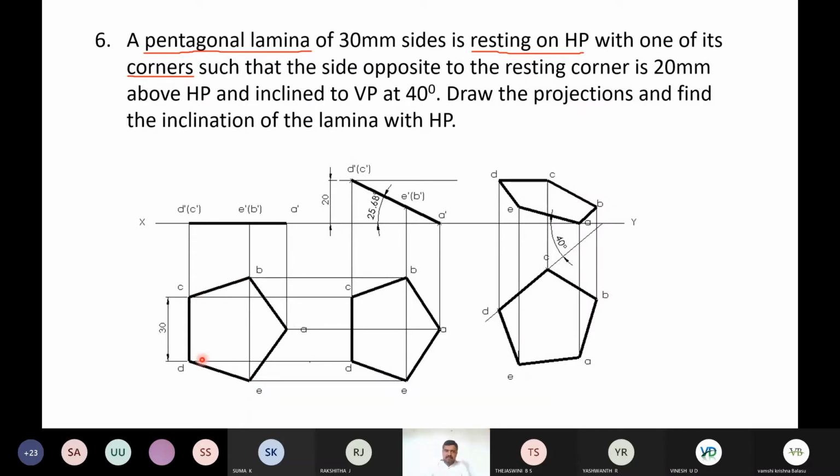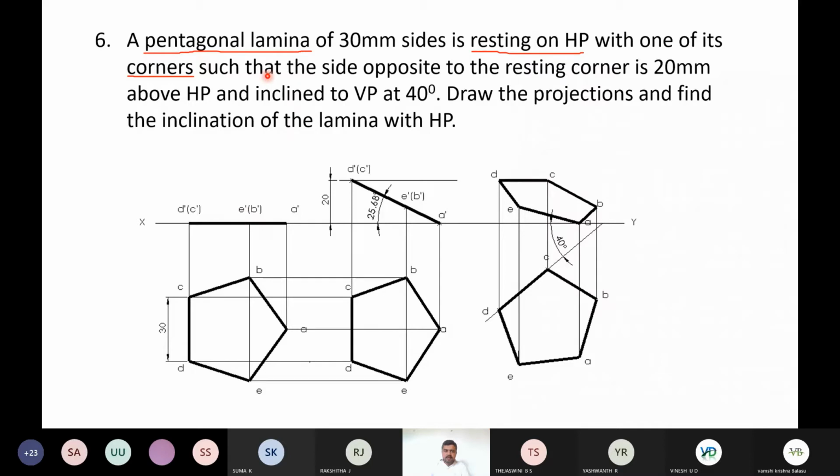Draw a regular pentagon having 30 sides. Interior angle will be 108. Already we discussed how to construct the pentagon. Okay, using the same method, draw the first top view. Next, project the points and get the front view. Okay, so this you can easily do.